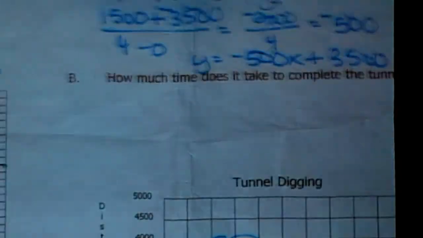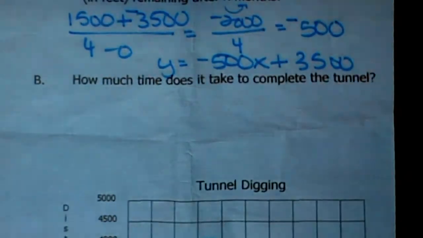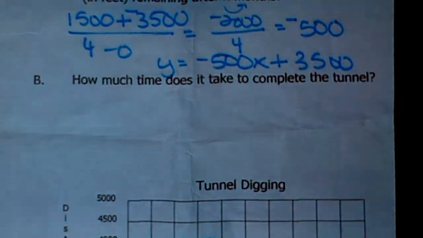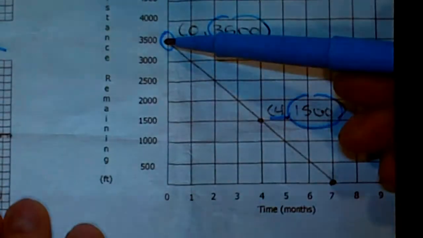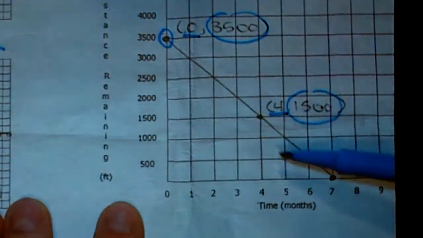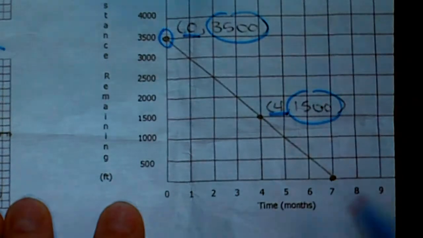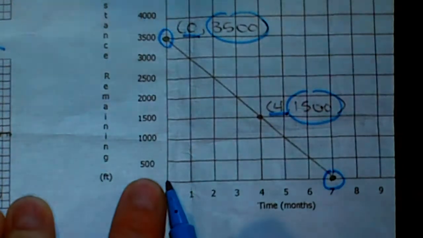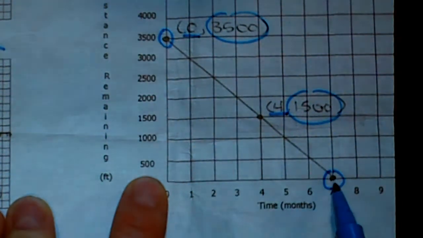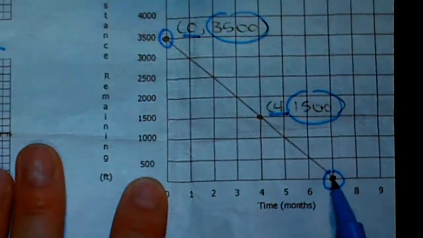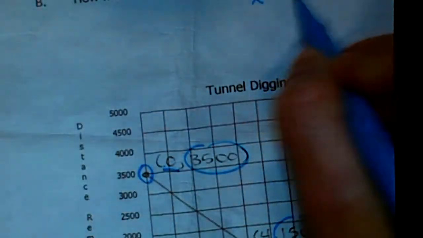Okay, letter B asks how much time does it take to complete the tunnel? So you have to figure out, well, what does that mean, completing the tunnel? Well, that's going to mean that your distance is 0. Because if we start at 3500, I want to keep digging all the way until that distance is 0. And looking at the graph, you can kind of tell, hey, when y is 0, x is 7. That's a really simple way to answer this problem using the graph. We could say 7 months, because x is given in months.